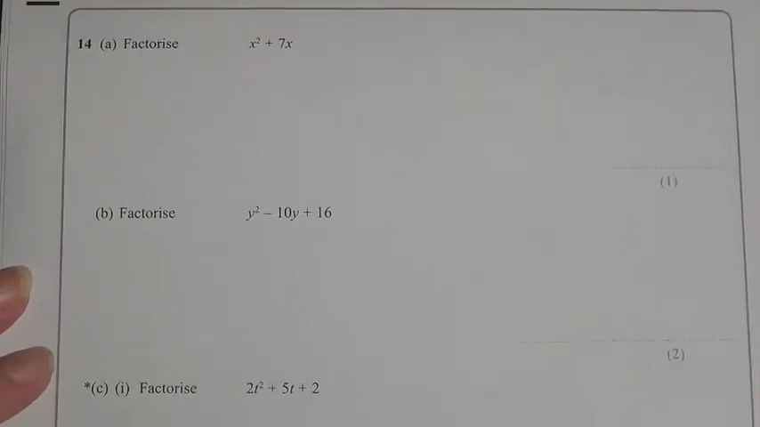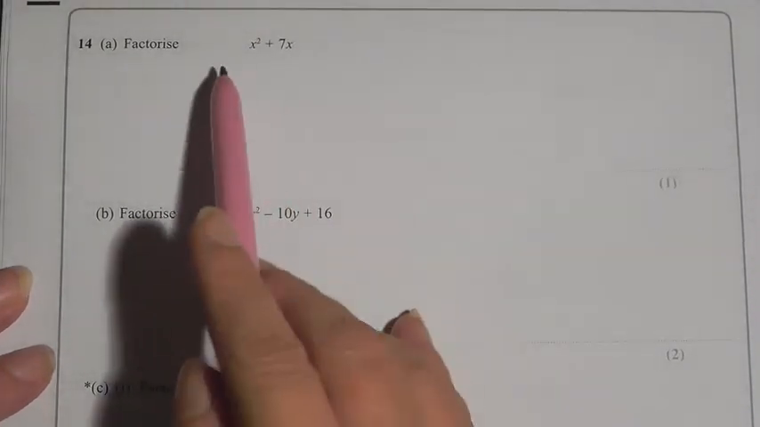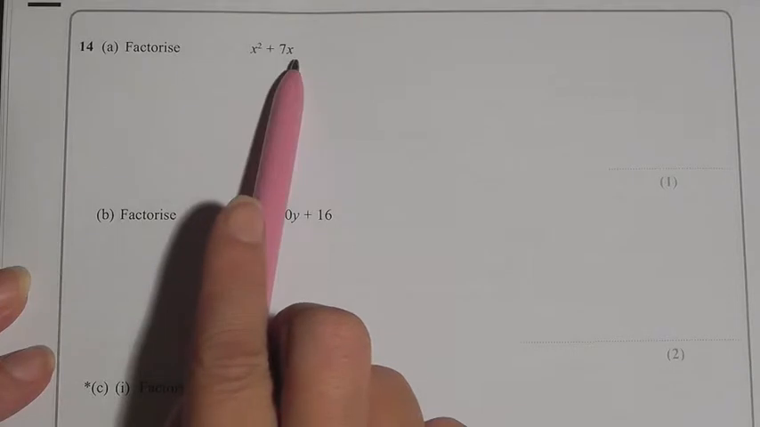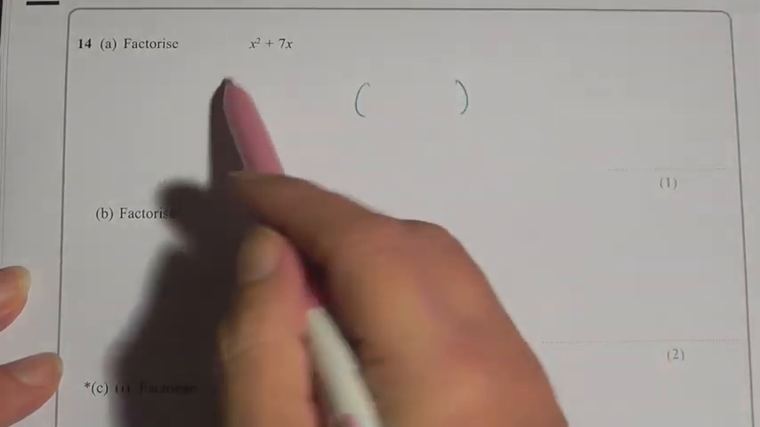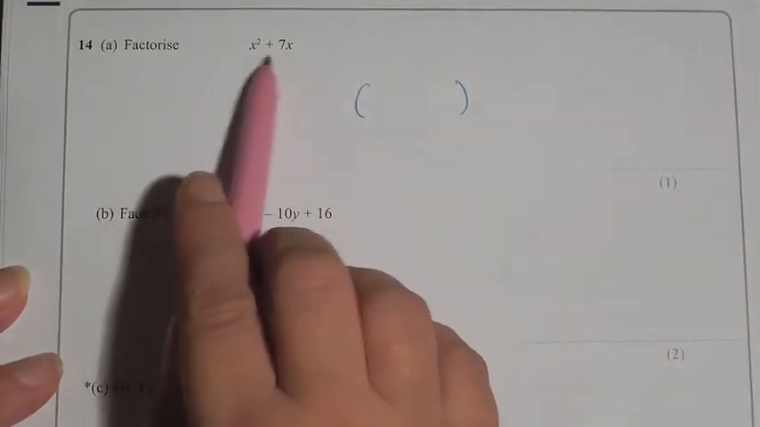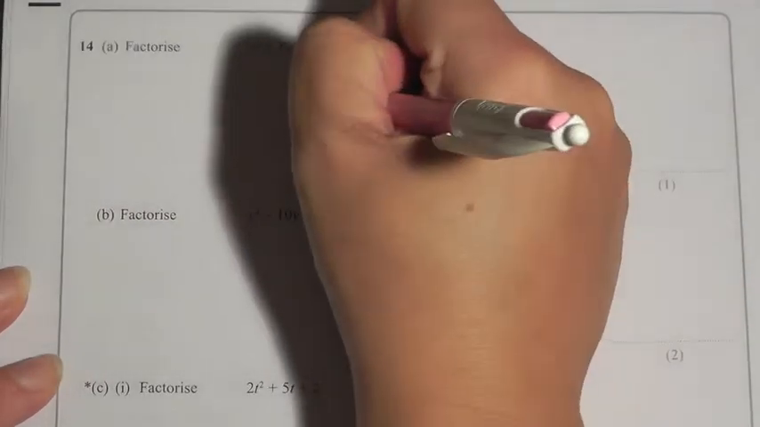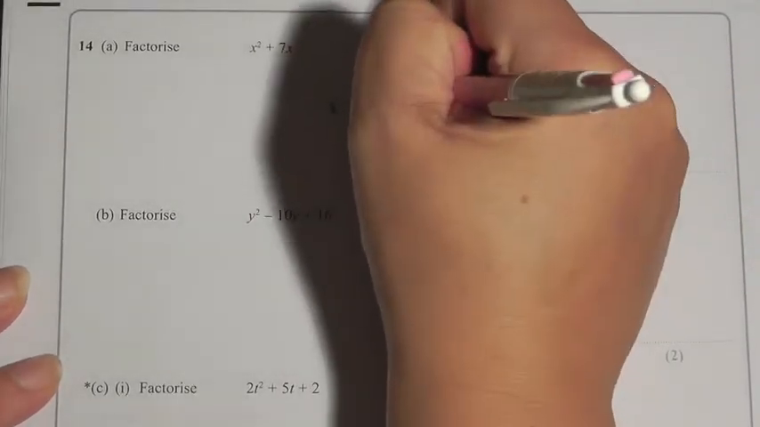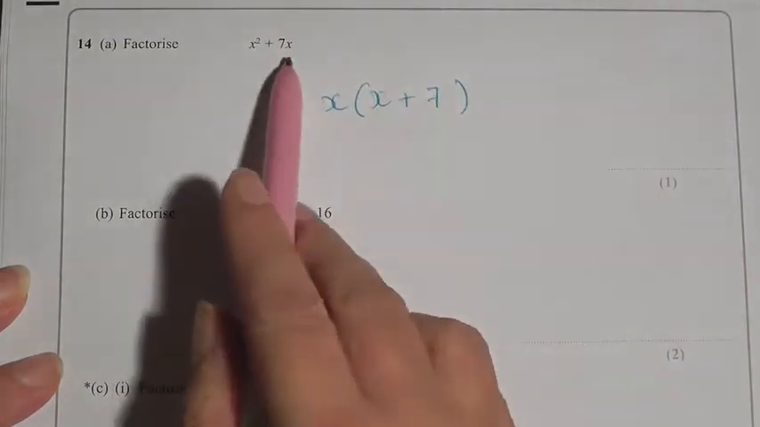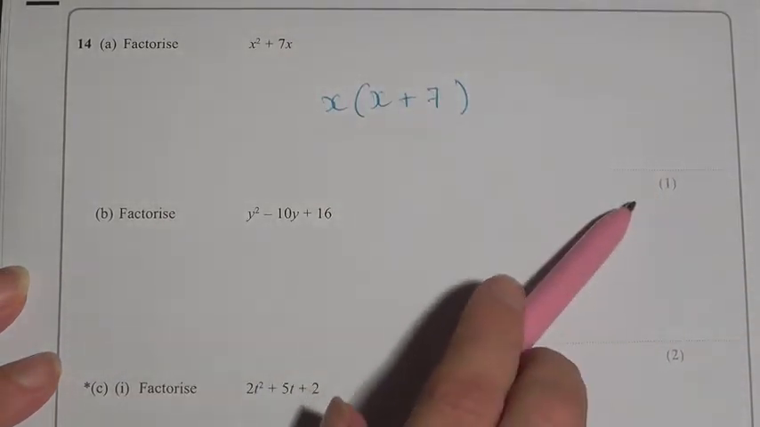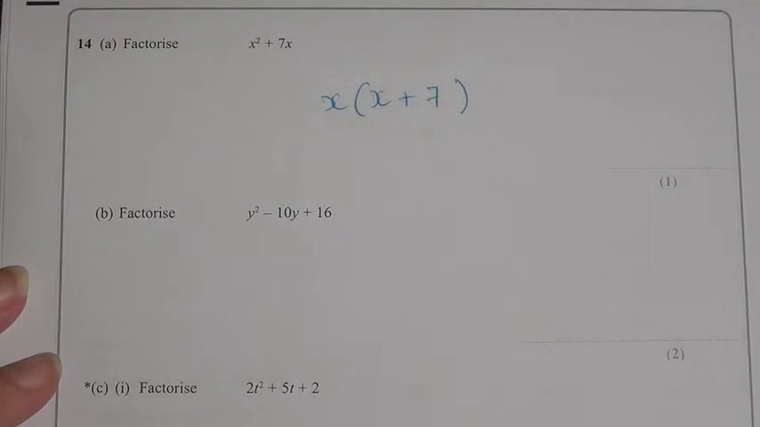Time for some factorising. For the first question, I look at it, it's only got 2 terms, but it's not joined by a minus sign, so I know it's not going to be a difference of 2 squares, which indicates that it's going to go into a single bracket. So here's my bracket. So first of all, what's got in common with both of the terms? It's x. I'm going to take x out, and x times x would give me x squared, and x times 7 would give me 7x. There's just 1 mark available here for the right answer.